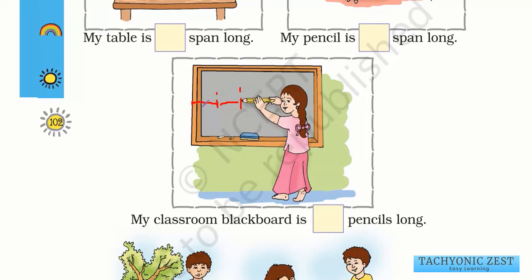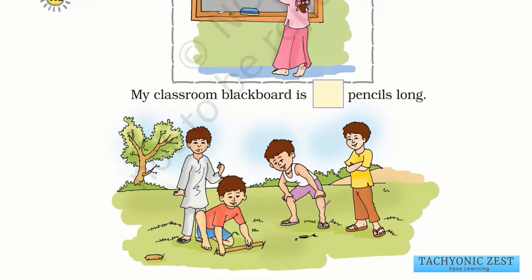For example, first place your pencil at one end and mark the other end of the pencil on the blackboard. Then you take up that pencil and put one end again at this point, and then mark the other end. Then again take out that pencil, again place it here and mark the other end. So like this, please try to measure the entire blackboard, and whatever answer you get, please write it down over here. So that will be the answer.